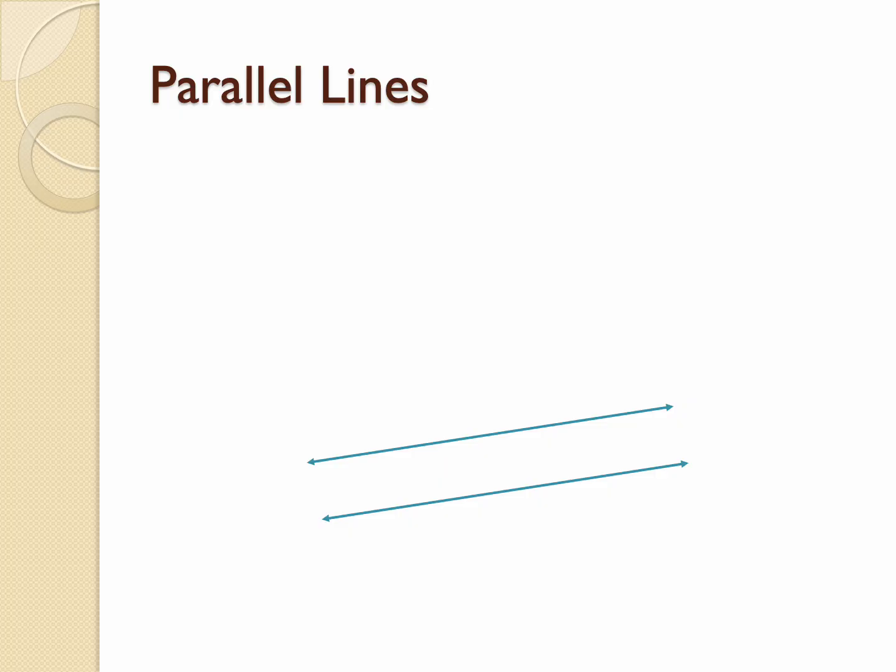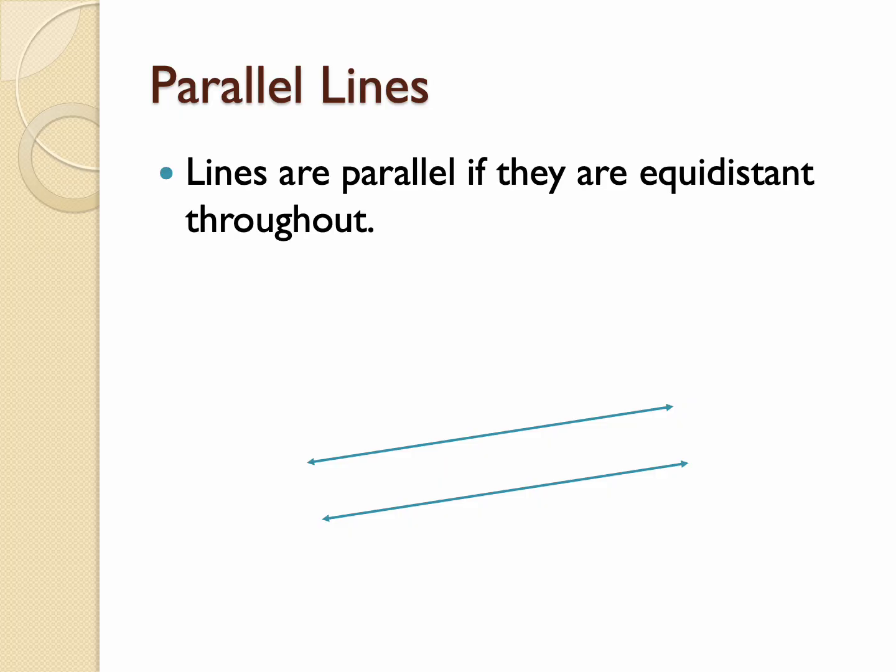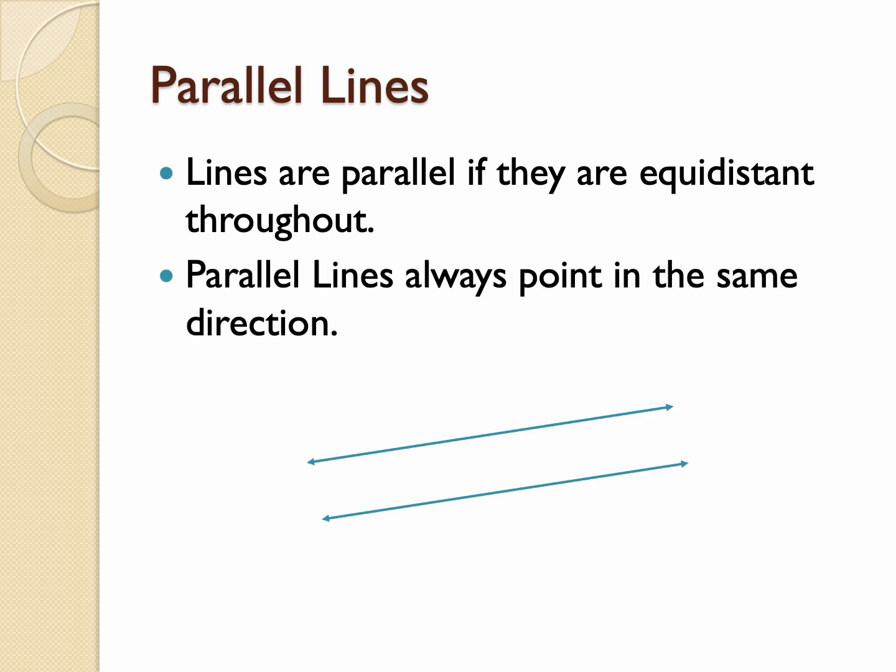I hope that concept is pretty obvious. These are two lines that stay equidistant throughout. So no matter how long you extend these lines to right and left, the distance between the two of them will never change. They will never cross each other. They'll stay parallel. They continue to point in the same direction as a result.